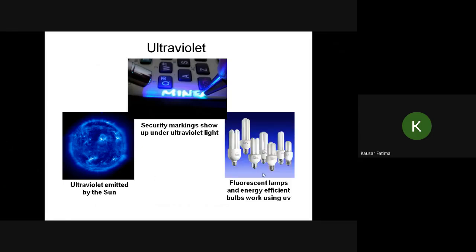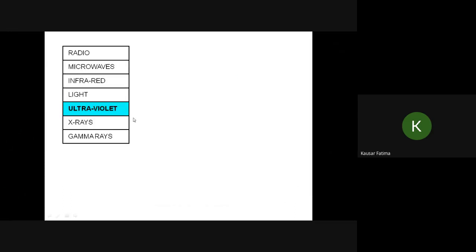Okay, so this is again one use shown here. Under ultraviolet, security markings show up under ultraviolet light. Ultraviolet is emitted by the sun and some lamps. Fluorescent lamps also emit ultraviolet light. This is ultraviolet radiation, and it has a wavelength, of course, shorter than visible light, about 10 millionths of a meter.